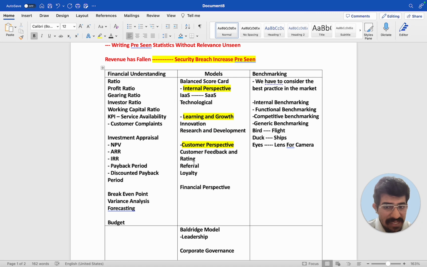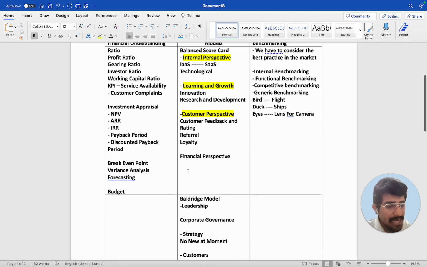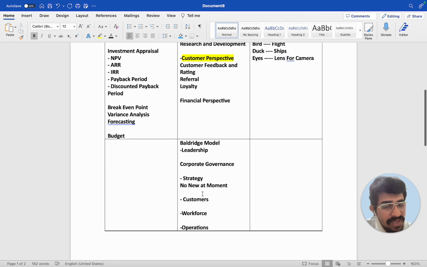And then customer perspective: how are they improving their customer base? And this financial perspective, as per the balanced scorecard. And the Baldrige model is also a performance measurement technique very similar to the balanced scorecard. But in this, we focus on leadership. For example, the corporate governance rules, how many years they are appointed, what the targets for the leaders are, and then the strategy. Now, for our company, we don't have any strategy at the moment, although we are in flux.